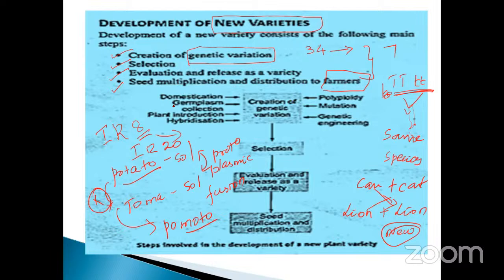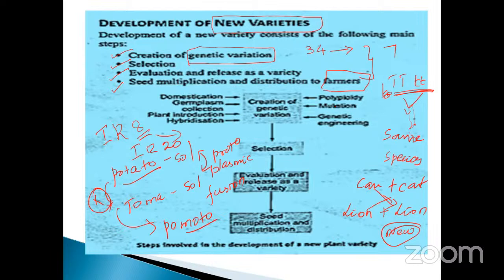Okay. See that first one: domestication, germplasm collection, plant introduction, hybridization. These are the things. So, creation of genetic variation: how will it be obtained? These are the methods. Domestication, germplasm collection, and plant introduction, hybridization. These are the techniques. We will get the new one.